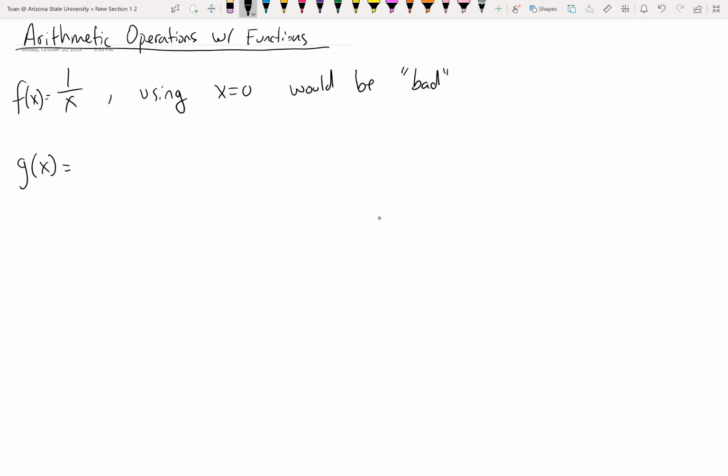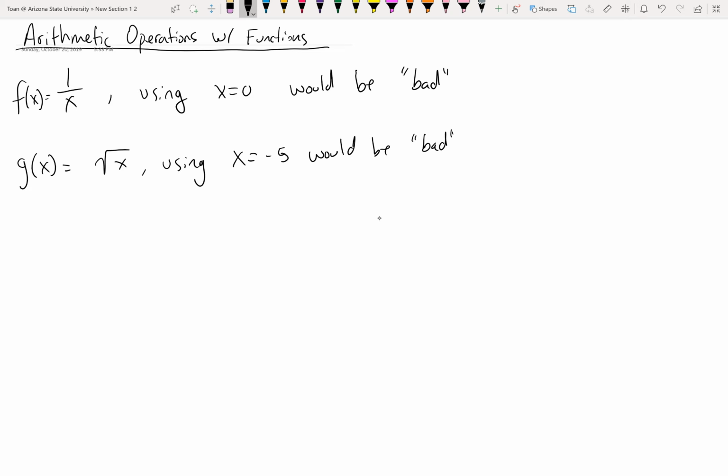In this example, say the square root of x, using, say, x equals negative 5 would be, quote, bad, because at least in the field of real numbers, you can't take a square root of a negative number and produce a real number. It produces complex numbers, but we're not talking about that yet.